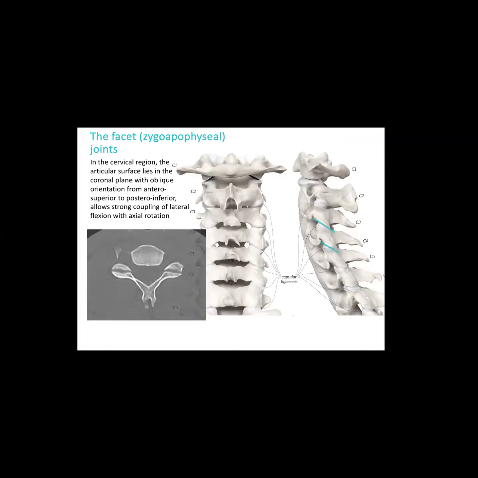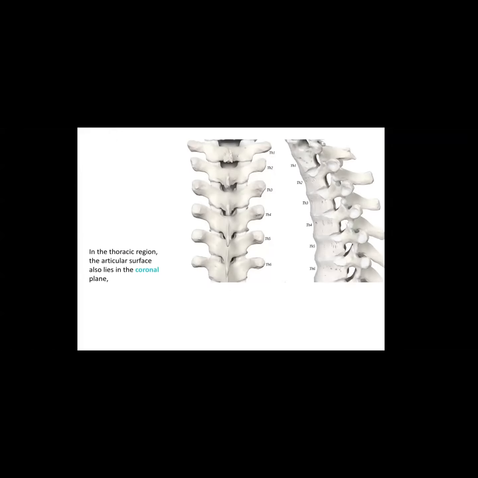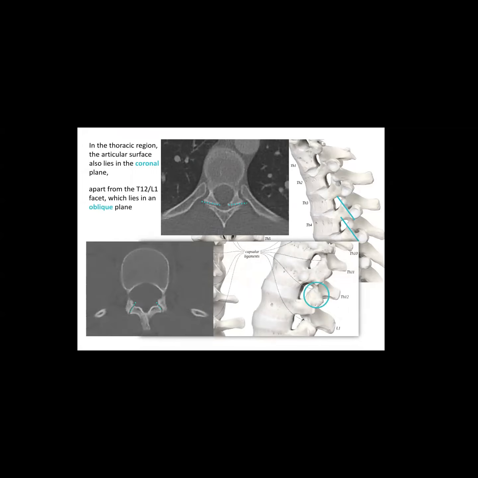In the cervical region, the articular surface lies in the coronal plane with an oblique orientation from anterior superior to posterior inferior, which allows strong coupling of lateral flexion with axial rotation. In the thoracic region, the articular surface also lies in the coronal plane, apart from the T12-L1 facet, which lies in an oblique plane.